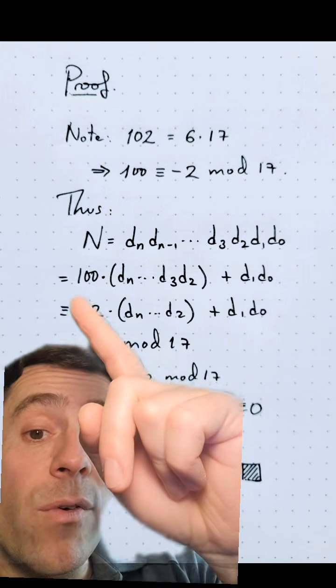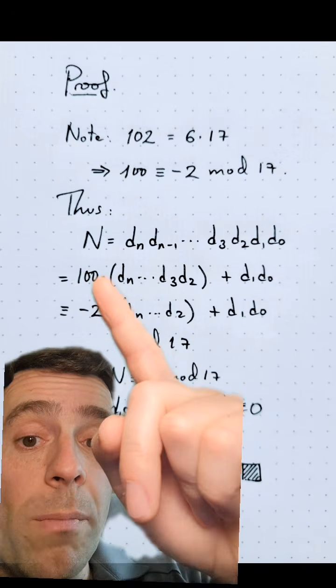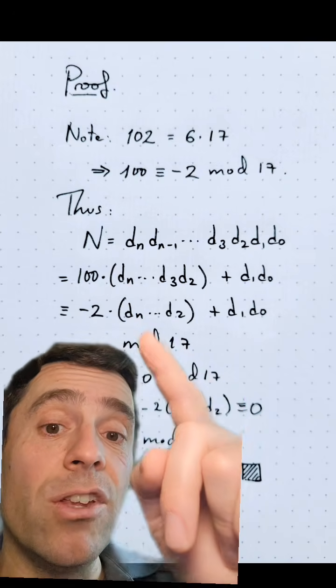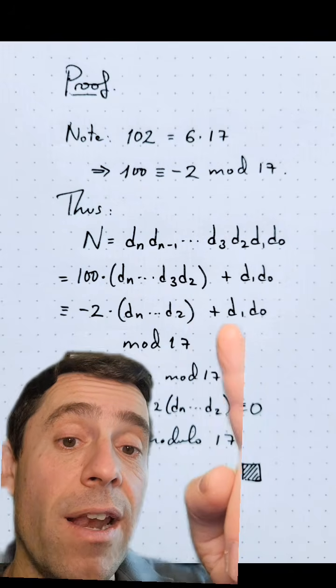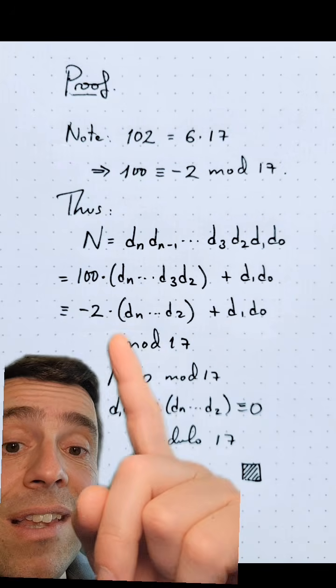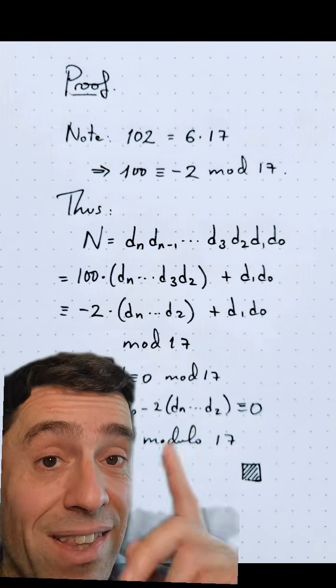And then if I replace equality by congruences, 100 is congruent to minus 2, so I can replace 100 by minus 2. So that means that n is congruent to the number that I claimed before, where I just have the d1, d0 minus 2 times the number that starts with the hundreds digit, congruent modulo 17.